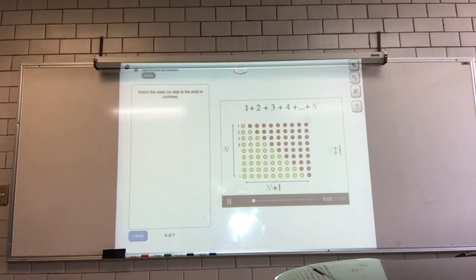Right, it's n times n plus 1. Now what fraction of the circles in this rectangle are yellow?